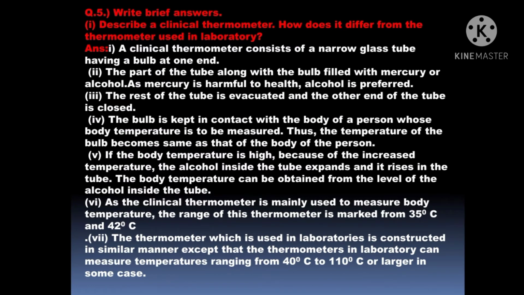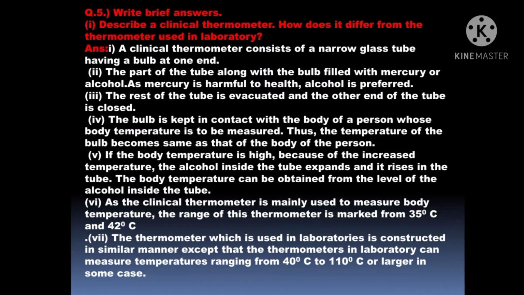Moving to the next question, question number 5. Write brief answers. First one, describe a clinical thermometer. How does it differ from the thermometer used in the laboratory? So students, in this lesson number 14, we have learned about different thermometers. So in this question, we have to describe a clinical thermometer and how a clinical thermometer is different from a laboratory thermometer. So, answer. Point 1.